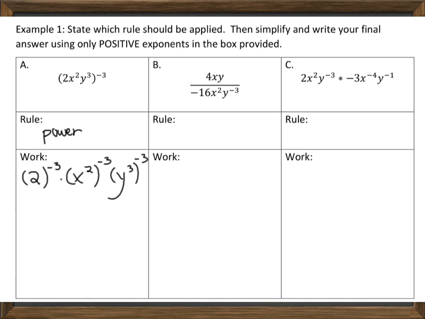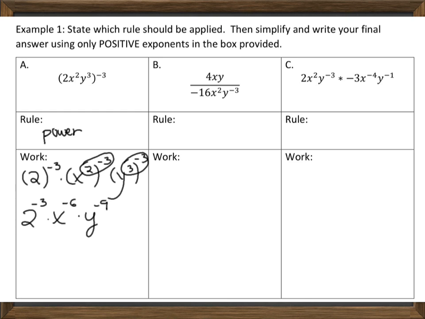So, remember my advice. My advice is the very last step is to change your negative exponents to positive. So for right now, we're going to leave this guy alone. We're going to leave him as 2 to the negative third. We're not going to touch him. Okay? Then we're going to use the power rule. Remember, the power rule tells us to multiply 2 exponents when we have an exponent raised to an exponent. So 2 times negative 3 is negative 6. Same thing with the y. We have 3 times negative 3, so we're going to get negative 9.